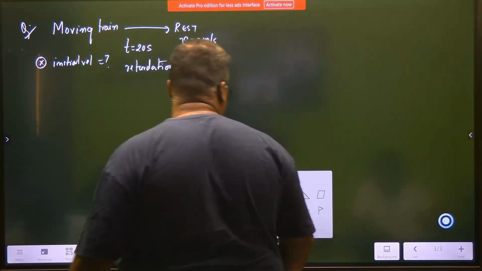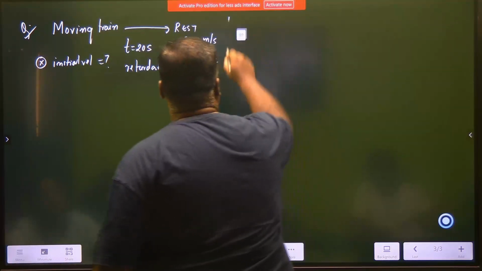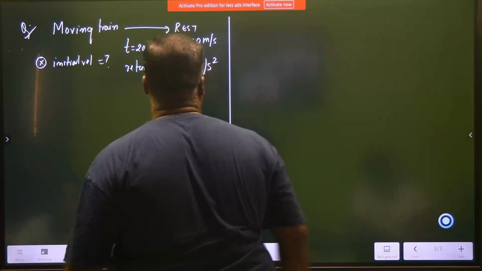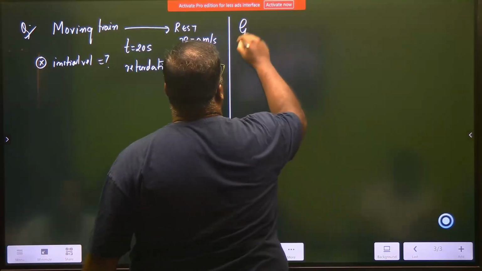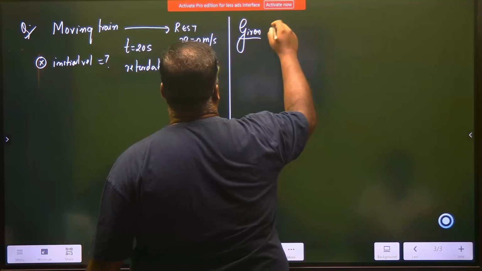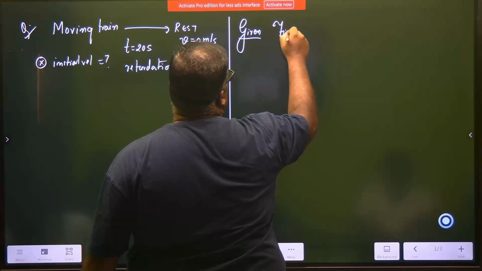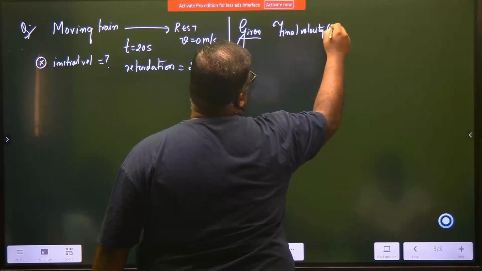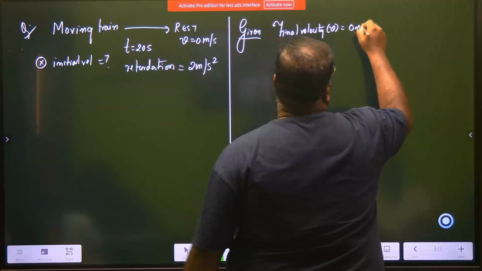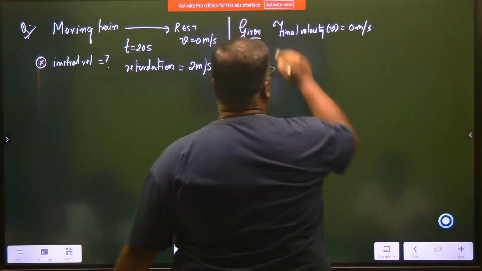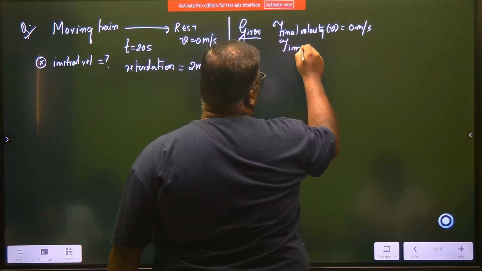So let's make our line. Okay, let's go ahead. Given. What is given? Okay, we have final velocity. The final velocity is v, which is equal to 0 meters per second, brought to rest means 0 meters per second. The time that elapsed, time.